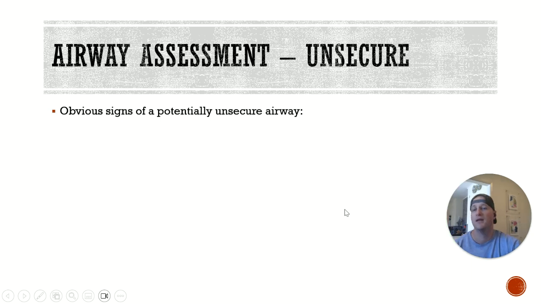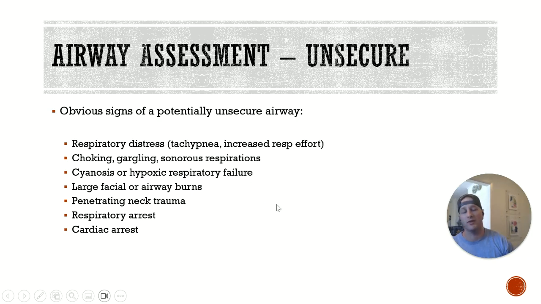Okay. When we're assessing the airway, what are some signs that there's an insecure airway or something that's going to be bad? There are some obvious signs. I think these are all relatively obvious if we gave somebody an option to say, hey, what are we looking for? Certainly respiratory distress. They're breathing super fast, with increased respiratory effort. They have accessory muscle use. They look like they're struggling to breathe.